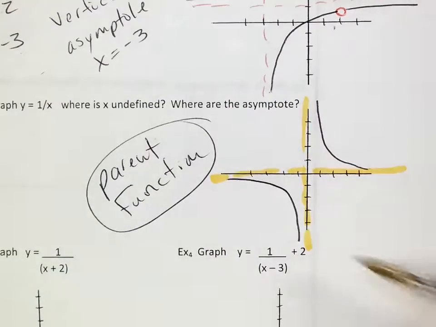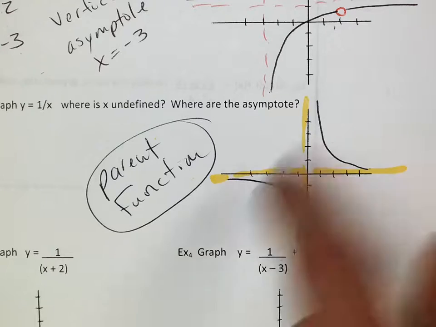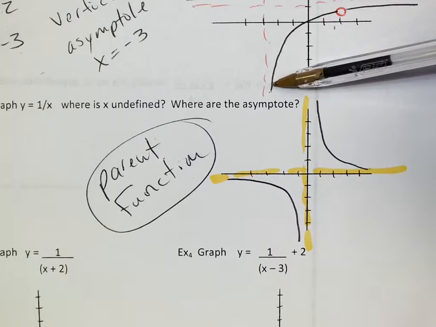Because most of our graphs will look like that. In fact, this one looked like that too, didn't it? Okay. So when you're doing rational functions, these fractional ones, most of them will look something like this. Okay. Can't divide by 0. You usually have a problem. So there's our problem.